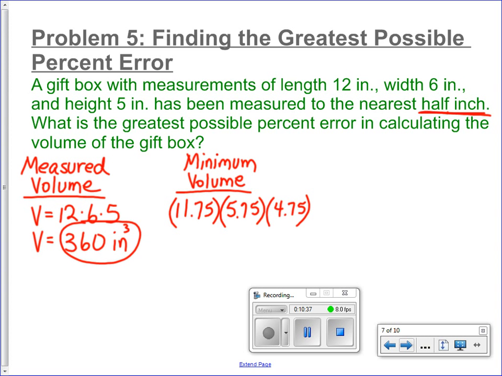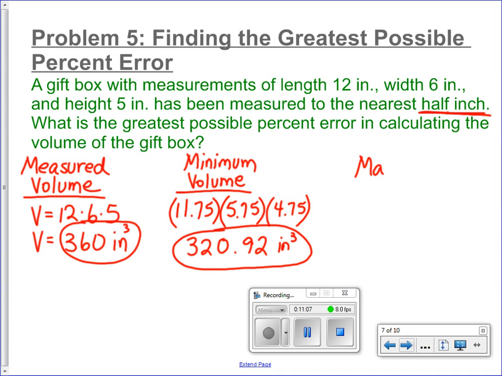All right, so let's multiply all this together to find our volume. 11.75 times 5.75 times 4.75. And we get 320 point, and I'm going to round this off, 92, and that would be inches cubed. So there's the minimum volume. Now let's find the maximum volume. If when we measured it was actually a little longer.